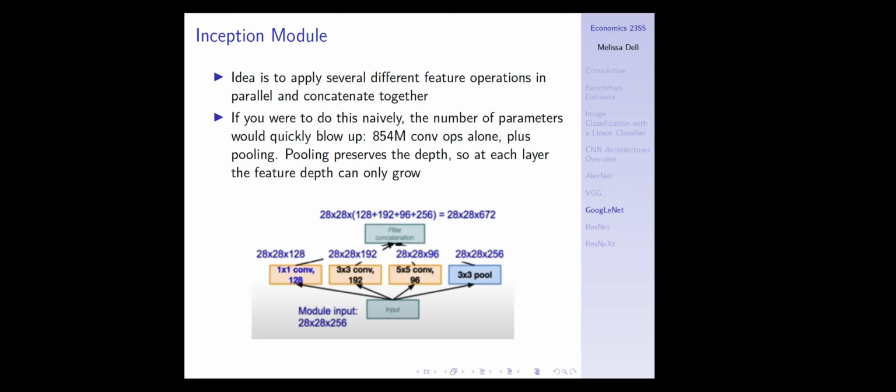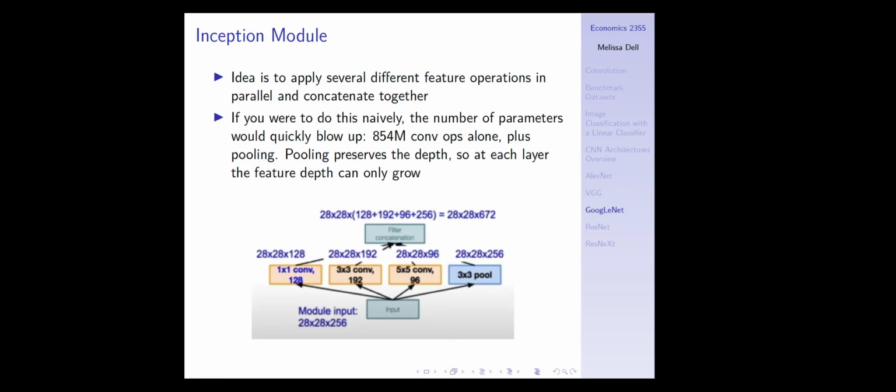And if you string multiple of these inception modules together, that 672 is going to keep on blowing up. It's going to keep on getting more and more depth. And that means this inception module takes 854 million convops, but now because instead of 256 you have 672, it's going to be in the billions and billions of convops in the next layer. And so that's just infeasible, right? You just couldn't do that.